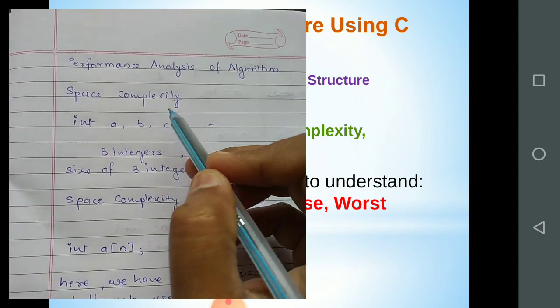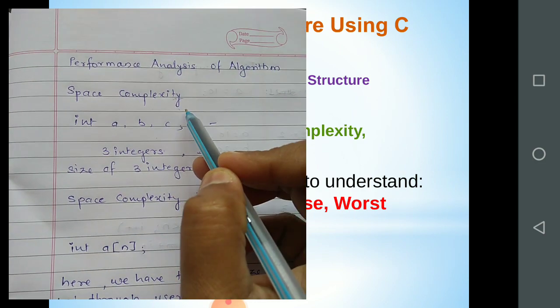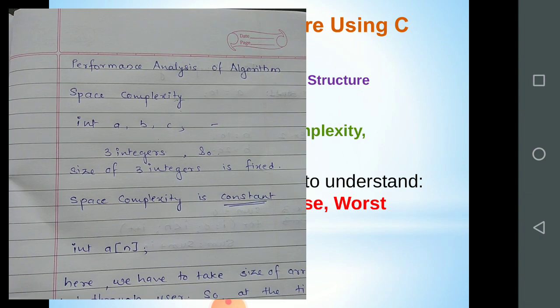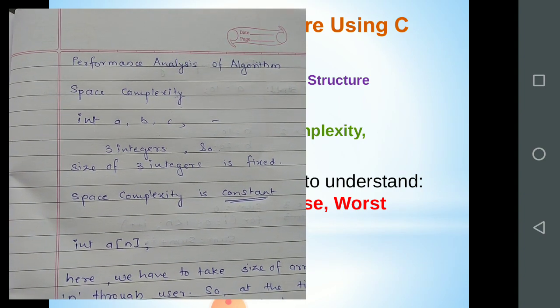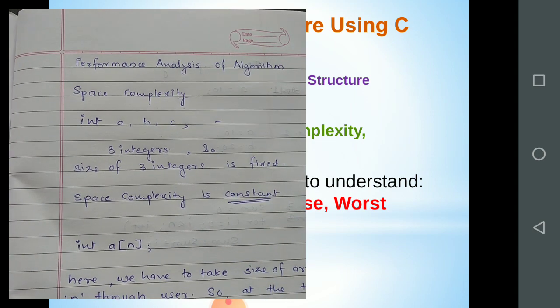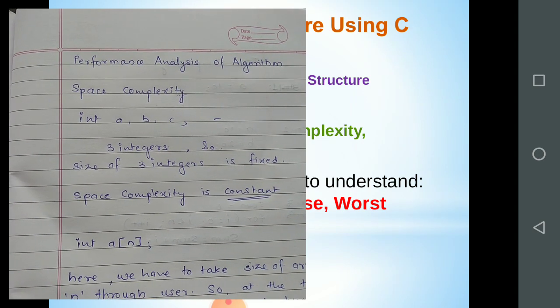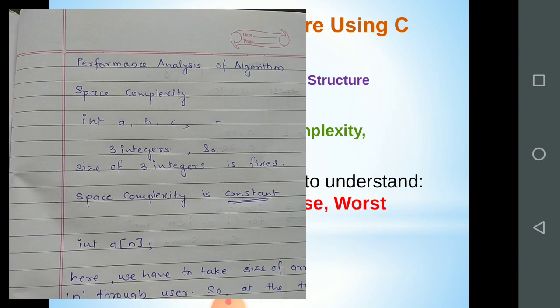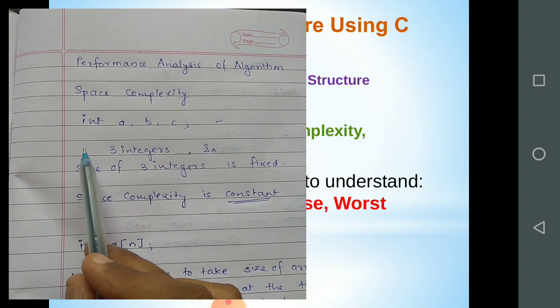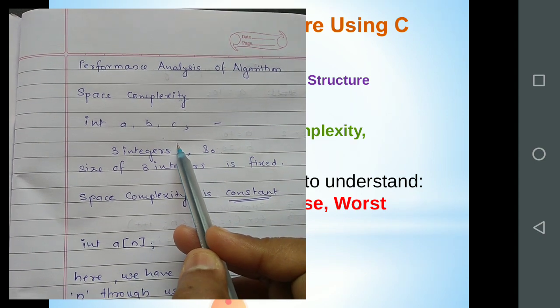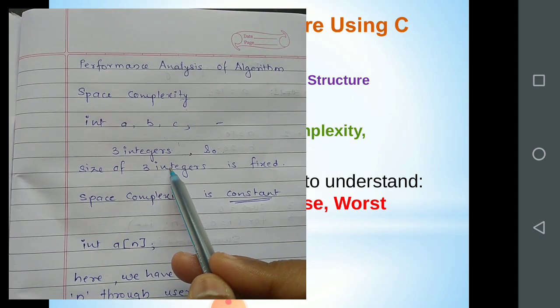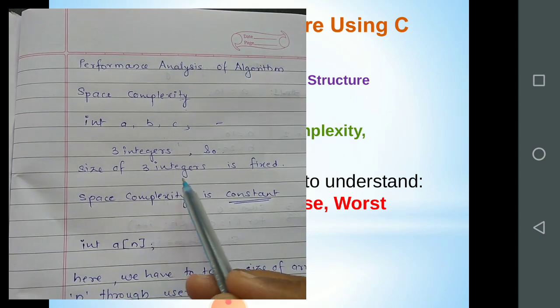So first, what is space complexity? Space complexity is the required space to execute that algorithm, the amount of space required by that algorithm to execute completely. For example, here I have taken three variables, integer a, b, c. These are three integer variables, so the size of three integers is fixed.